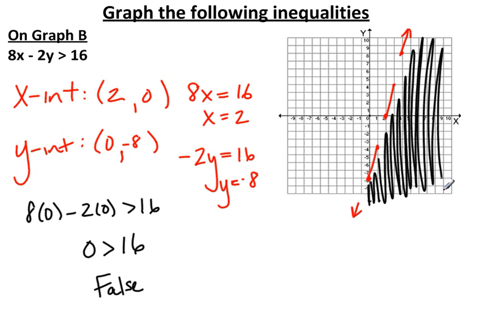Because again, this shading shows all the points that make this statement true. So if I pick any point in the shaded region and substitute it in, it's going to give me a true statement. If I pick any point on the other side, or even any point that falls on the line, it's going to make this statement false. And whenever you have an inequality, we have multiple answers, and this is how we show it. Let's do one more line.